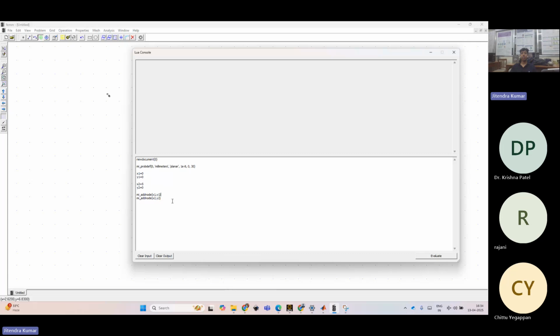We have to connect them with the help of a segment. A line is known as a segment. mi_addsegment from x1, y1 to x2, y2. Okay, so now we have joined the line. Let's evaluate it here. You can see clearly that one line has been created.